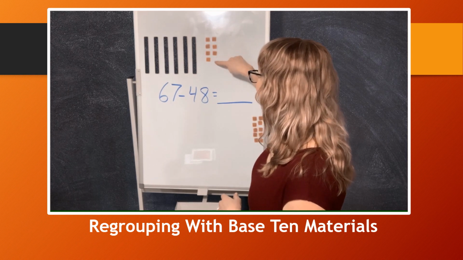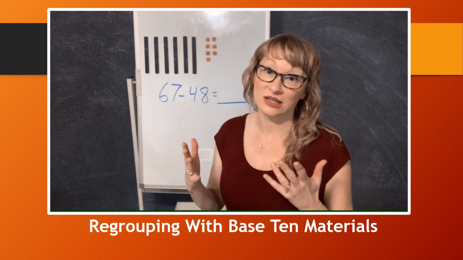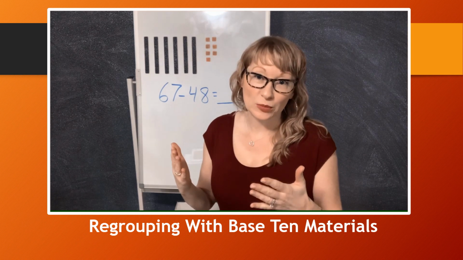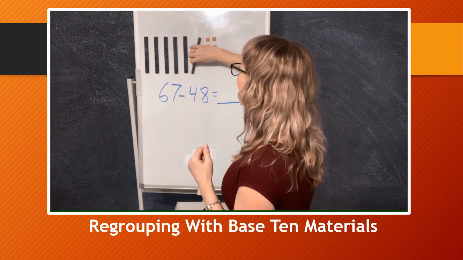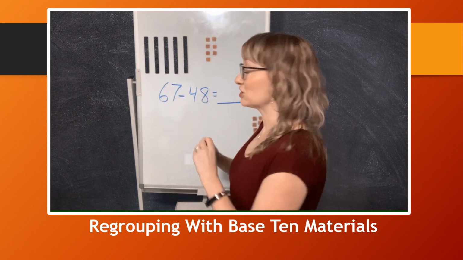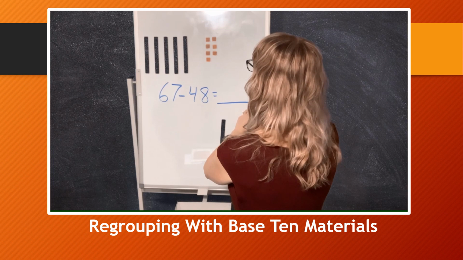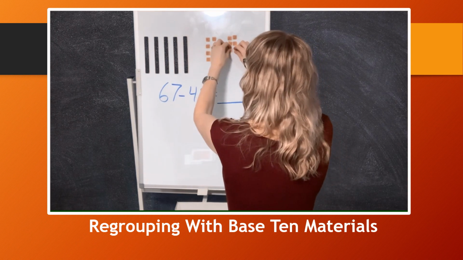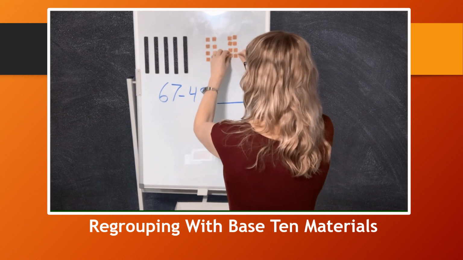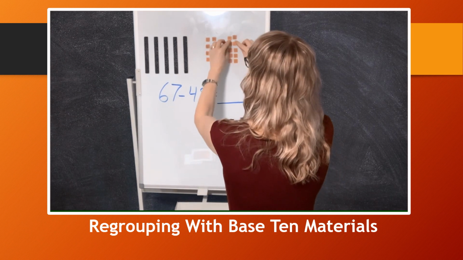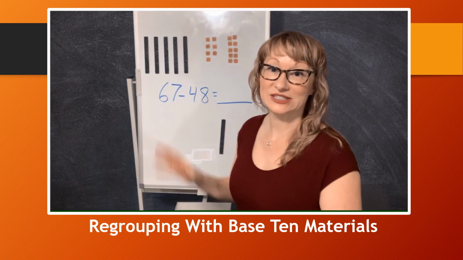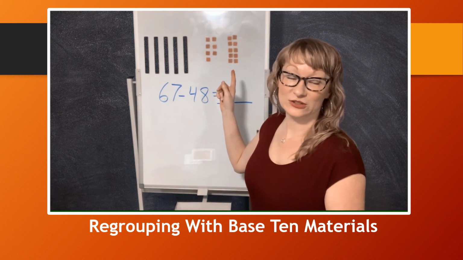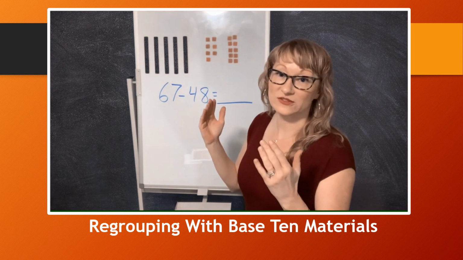So here's 2, 4, 6, 7. Oh, but we need to take 8 away. Big problem. Don't have enough. This is where regrouping comes in. We're going to take one of our 10s and change this 10 into 10 ones: 2, 4, 6, 8, 10. Now, what I like students to do is keep that 10 that we've just regrouped off to the side together so we can easily see where we've done our regrouping.